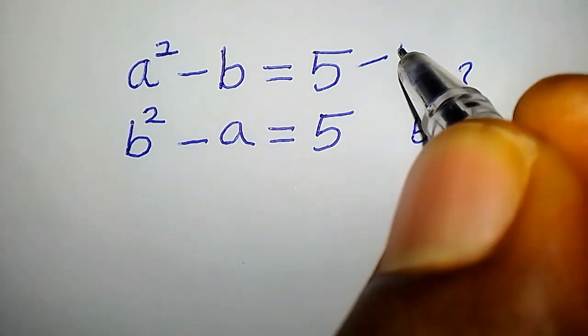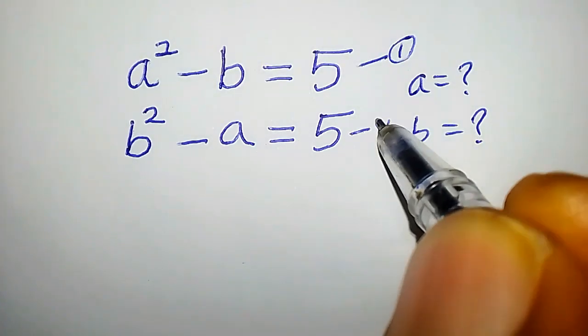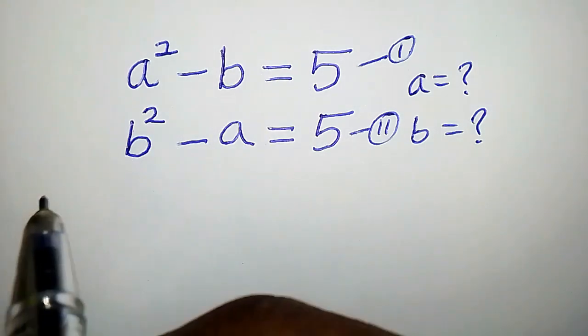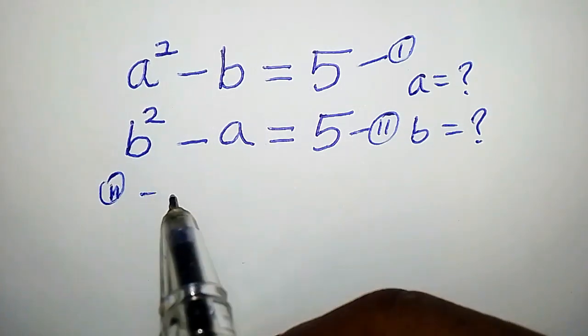First, let us call this equation 1 and this equation 2. The first step we are going to take is to subtract equation 1 from equation 2. So, equation 2 minus equation 1.